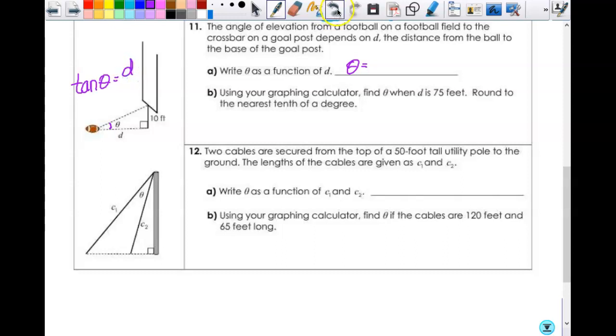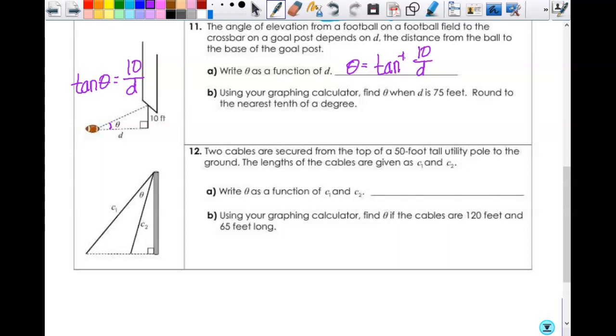So the tangent of theta is equal to the adjacent, which is d over the opposite. Sorry, I totally did that wrong. Let me back that up. Opposite, which is 10, over the adjacent, which is the distance. So in order to get theta, what do I need to do? Tangent inverse. So theta is equal to the tangent inverse of 10 over d. And that's all, it says theta as a function of d. I've got two variables, it's fine.